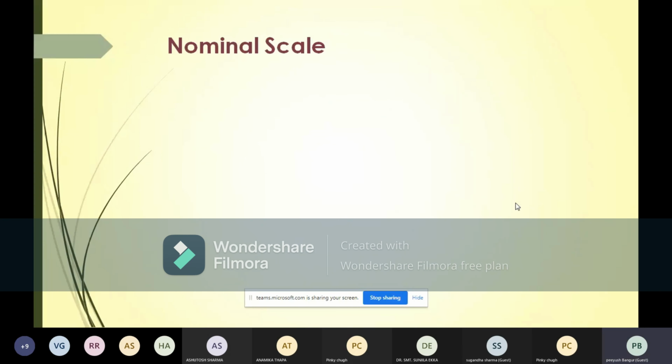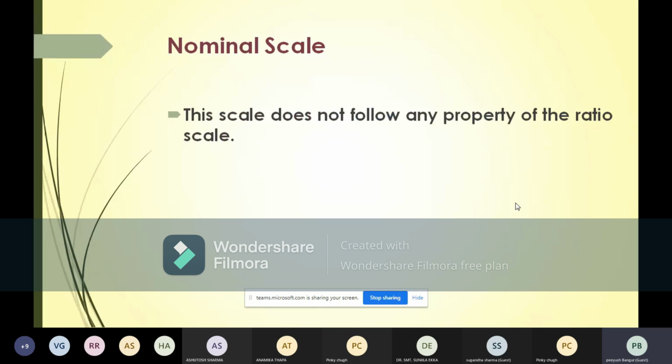Okay, then the third scale. This is third now. No, sorry, this is the fourth scale. The fourth scale is the nominal scale. This scale does not follow any property of the ratio scale. See, friends, one thing we have to be very clear about: when it comes to primary data, the whole data is of nominal scale. It does not follow the property of the ratio scale. And all primary research is based on the nominal scale or ordinal scale.